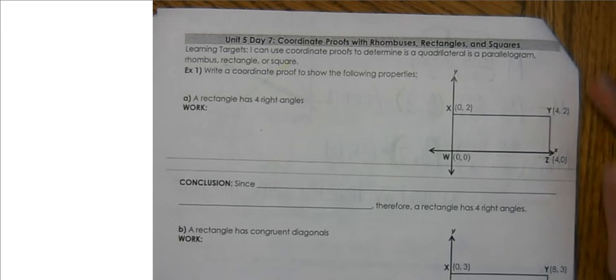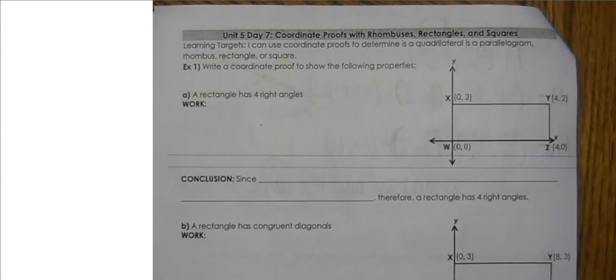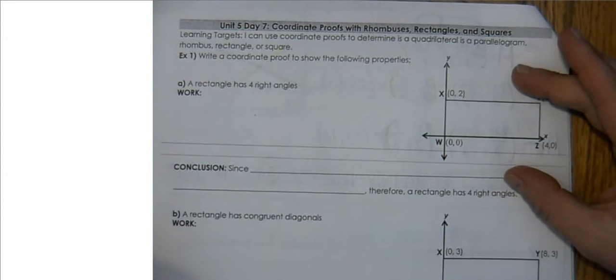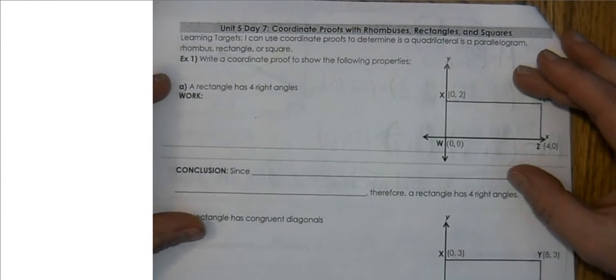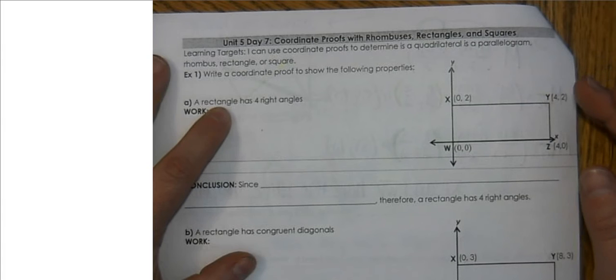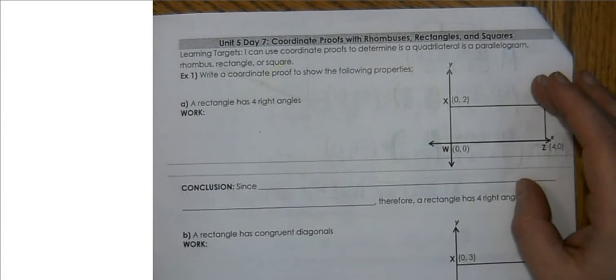Everyone, for today's lesson, we are going to continue our conversation about proving properties of parallelograms using coordinate proofs. In this lesson, instead of just working with parallelograms, we are now going to be working with rectangles, rhombuses, and squares. I'm going to give you a property and tell you exactly what shape it is, and you are going to use the coordinates that are given to you to prove that property. So in letter A, I'm telling you that this is a rectangle, and you are going to prove that it has 4 right angles.